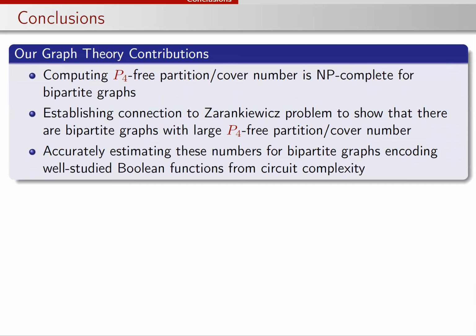Let me wrap it up. We present three main graph theoretic contributions. The first result is to show that computing the P4-free partition or cover number can be NP-complete even for bipartite graphs. And second, we establish a connection to the Zarankiewicz problem to show that there are bipartite graphs with large P4-free partition or cover number. And finally, we accurately estimate the numbers for bipartite graphs encoding well-studied Boolean functions from circuit complexity.